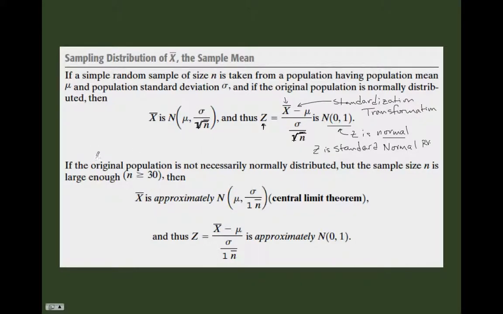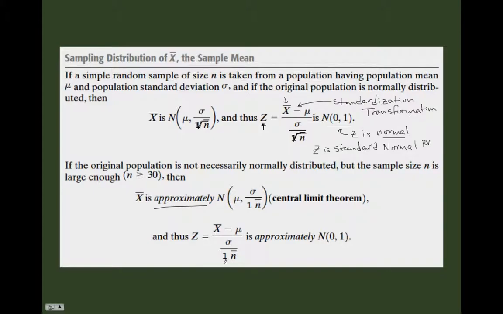Okay, now the second part. If the original population is not necessarily normally distributed, meaning that it's maybe skewed to the left or skewed to the right, but the sample size n is large enough, our standard for large enough is any sample at least 30, n is greater than or equal to 30, then X bar is approximately normally distributed. The reason for this is the central limit theorem.